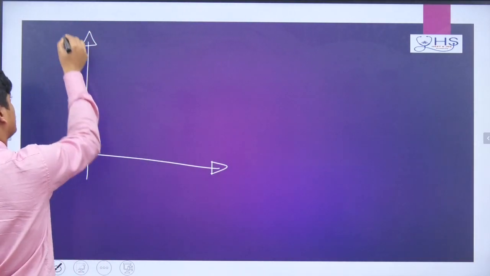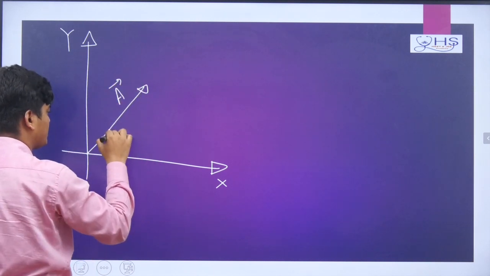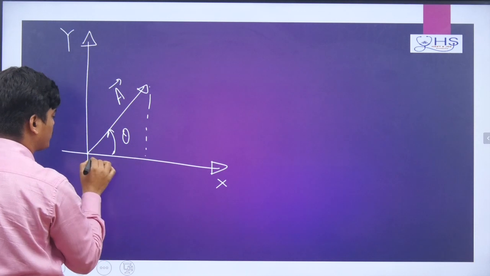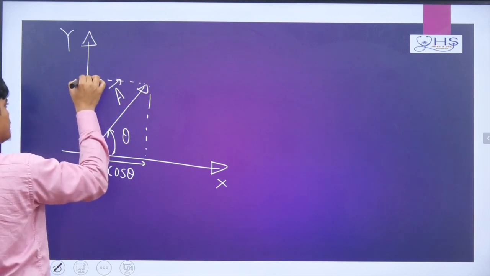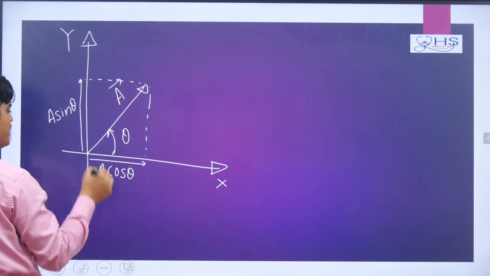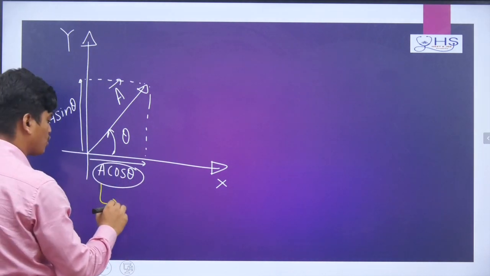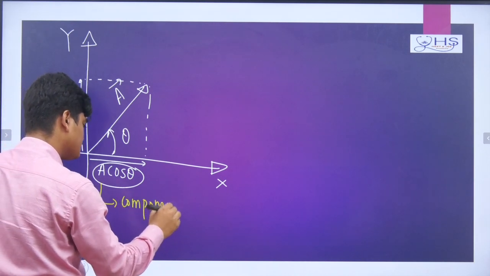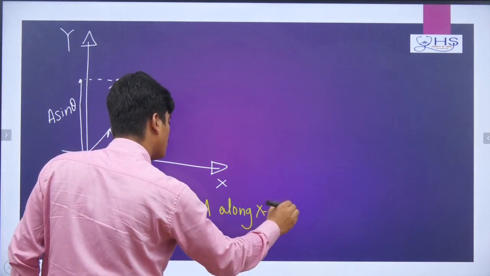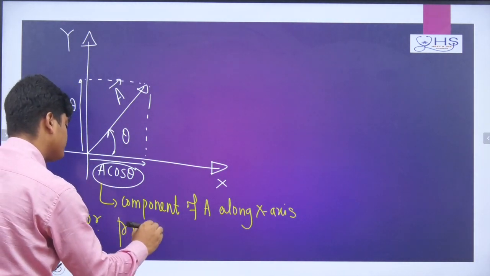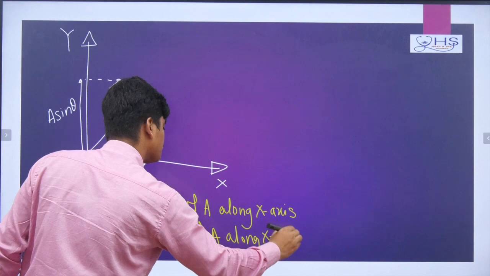How to resolve a vector along two axes, the x axis and the y axis. If a vector A is making an angle theta with the x axis, then we can take a component here, and this component is A cos theta, and we can take a component here, and this component is A sin theta, where A is the magnitude of this vector A. Now this A cos theta is nothing but the component of A along the x axis, or sometimes you can say the projection of A along the x axis.